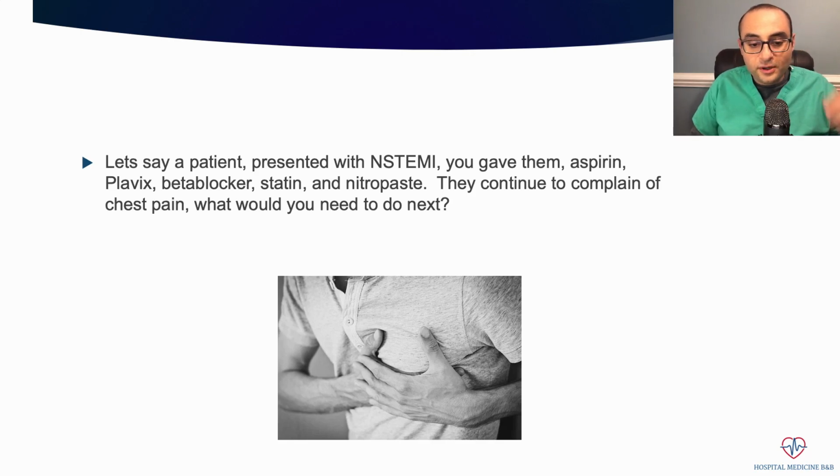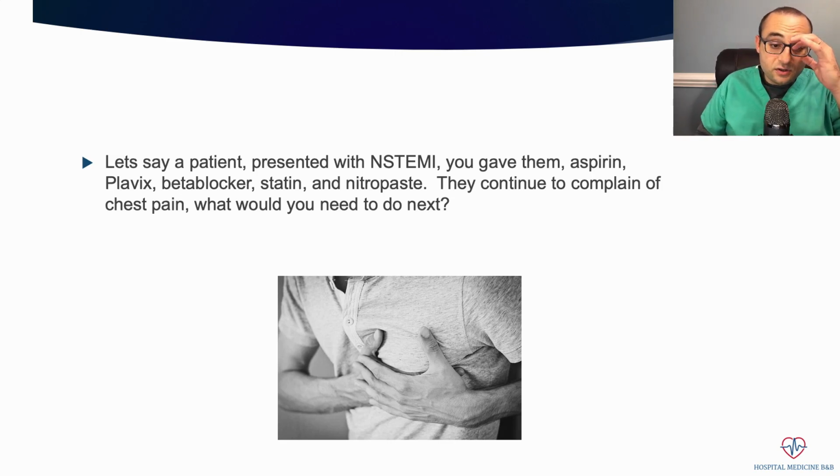So we were talking about STEMI, NSTEMI. We're talking about chest pain and how to diagnose STEMI versus NSTEMI versus angina. So let's go ahead and keep going.